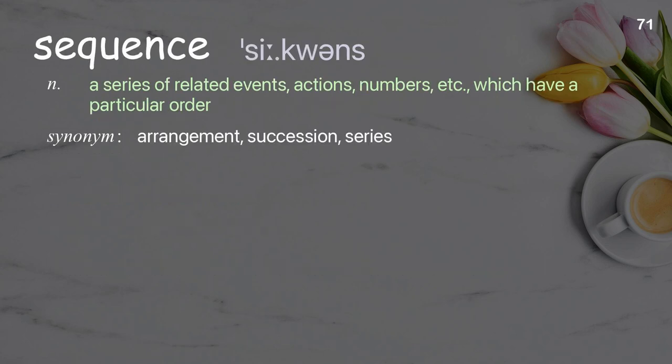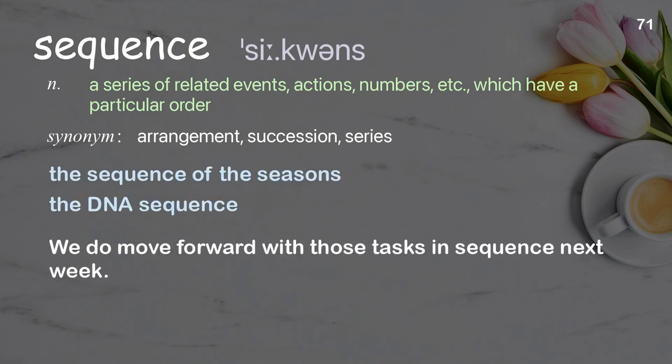Sequence: a series of related events, actions, numbers, etc., which have a particular order. Examples: the sequence of the seasons, the DNA sequence. We do move forward with those tasks in sequence next week.